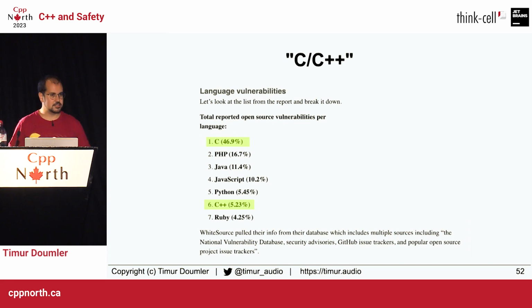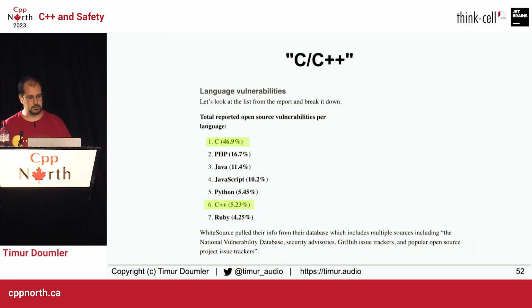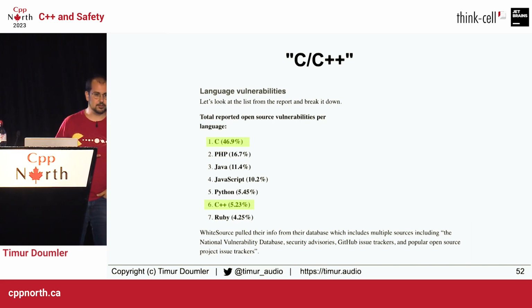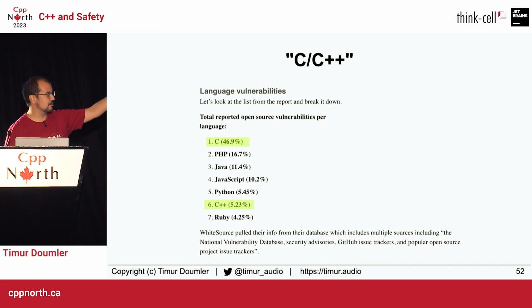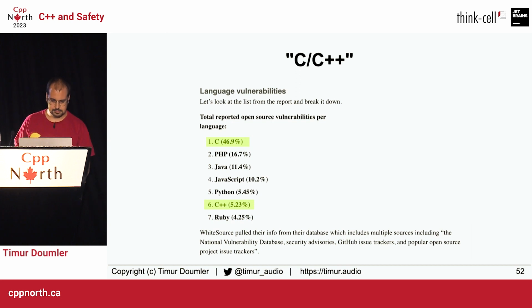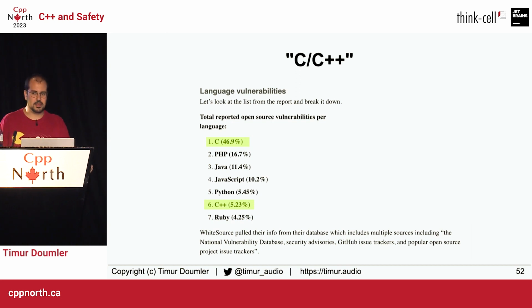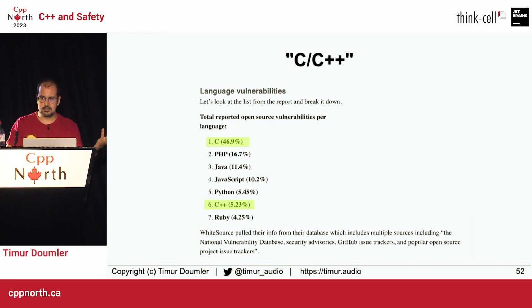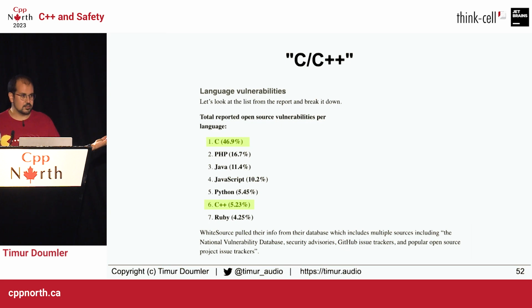And it turns out that C is single-handedly responsible for almost half of all known security vulnerabilities out there. And C++ is actually way down the list. It's below Java, for example, and Python, which are actually memory-safe languages. So comparing C and C++ is not really a fair comparison at all. What I mean is that throwing them into the same bucket is not really fair to C++. And it's not surprising, I think, right?